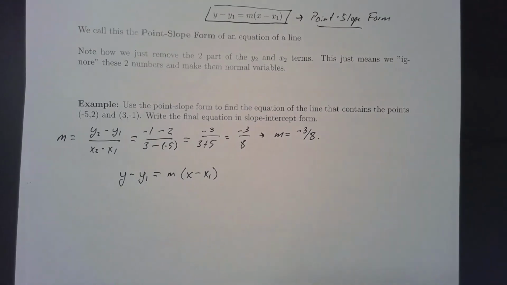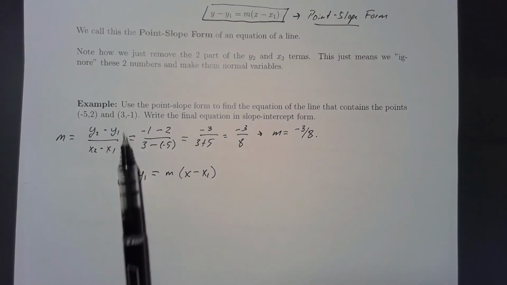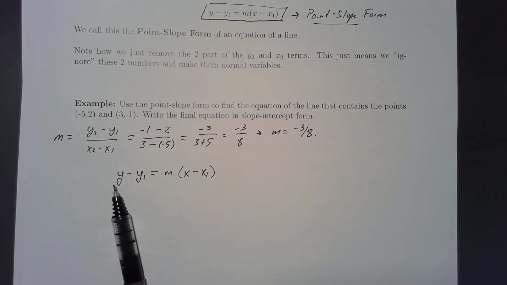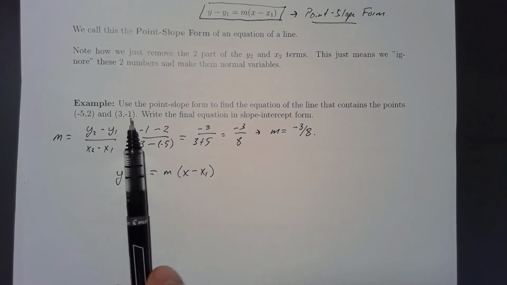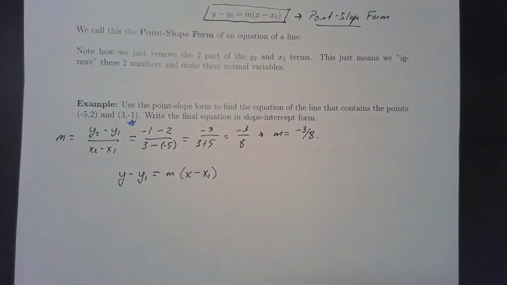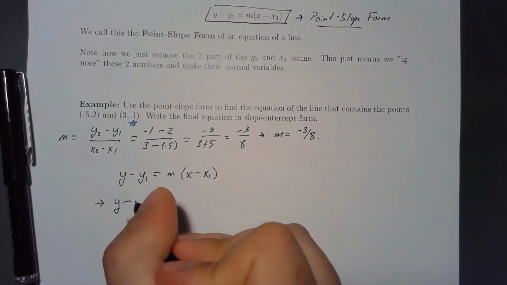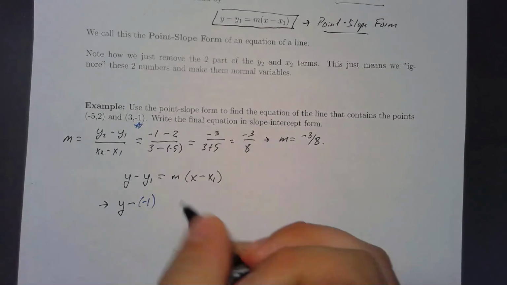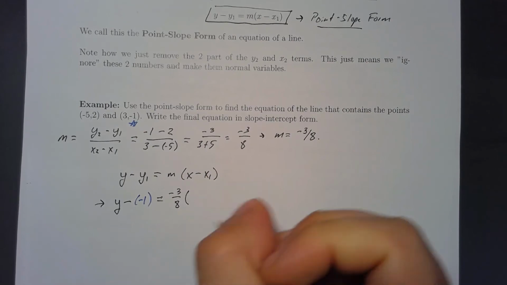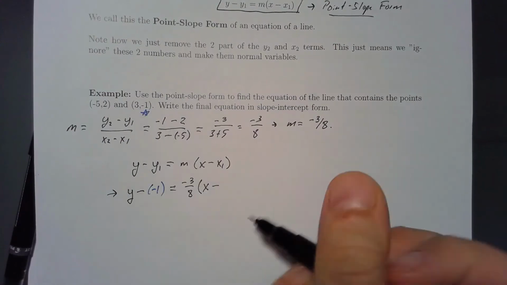So now I could pick either this ordered pair or this one and plug in their coordinates in the y1 and x1 spot, and then plug in my slope and then solve for y. I'm going to pick this one because it has fewer negatives. So when I do that, I'm going to have y minus, now my y coordinate here is -1, so I'm going to emphasize that with blue, equals, what was my slope? -3/8 times the quantity x minus, now the x coordinate for this ordered pair was 3.